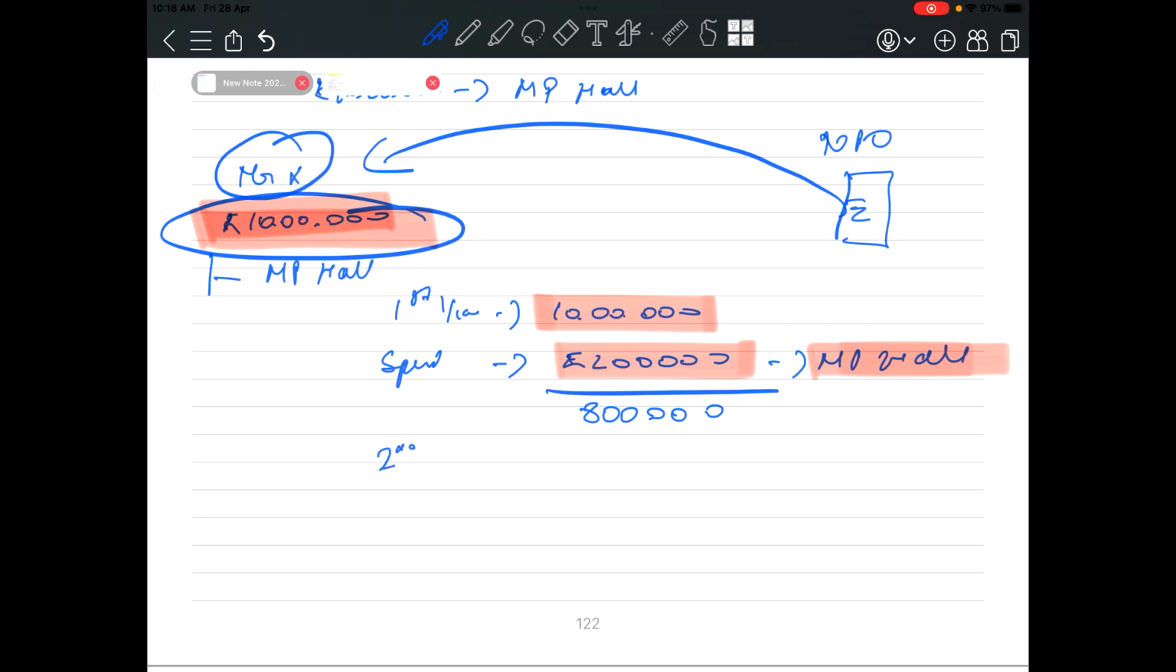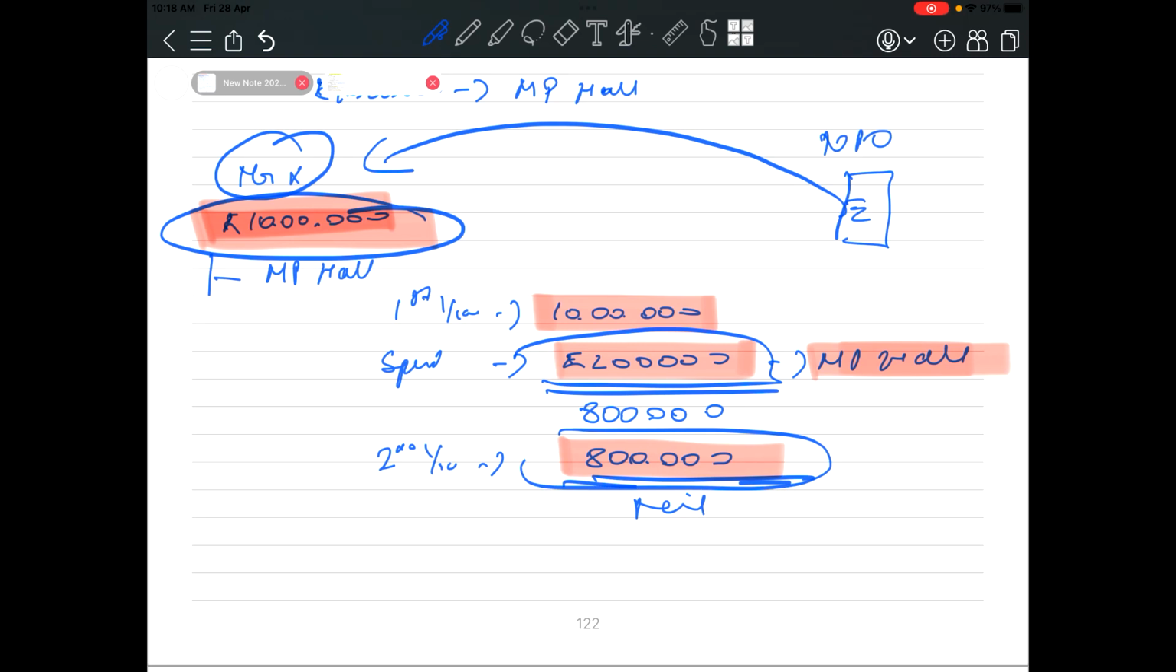Now again, say for example in the second year you have used the whole amount of 8 lakh rupees. Now what will happen? What will be your liability? Your liability will be nil, because you have used the whole amount for the specific purpose. See, here 2 lakhs and here 8 lakhs for the specific purpose. Now your liability will be over.